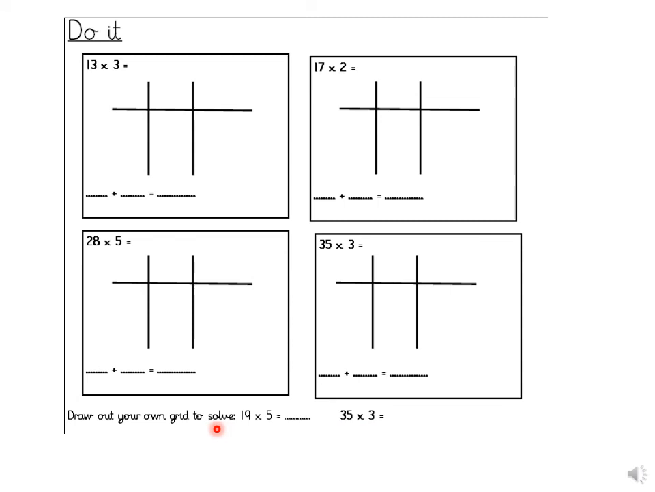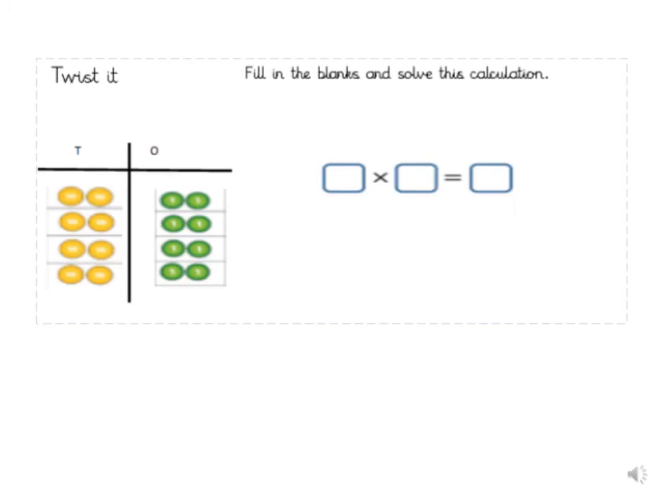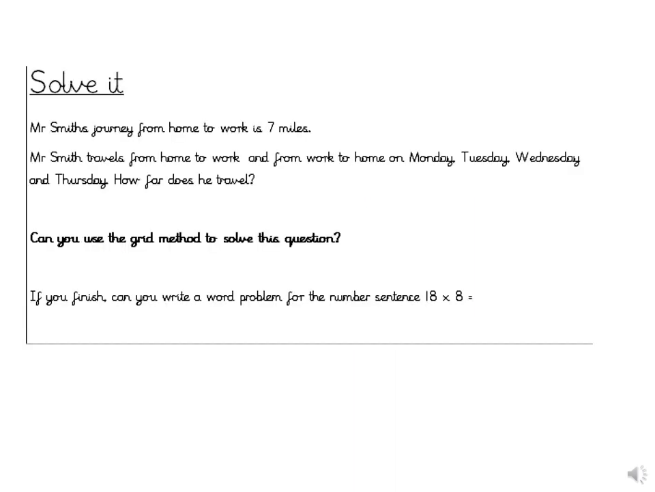The grids haven't been drawn for you, so you will have to draw these. If you have printed the sheet, you can just draw these on the back. So you'll twist it, you need to fill in the blanks to solve this calculation. You need to figure out how many groups there are and what the number is, okay? So you use these place value counters, see how many groups there are, and then you will need to use the grid method to work it out. Finally, you'll solve it. You will need to use the grid method to solve it.